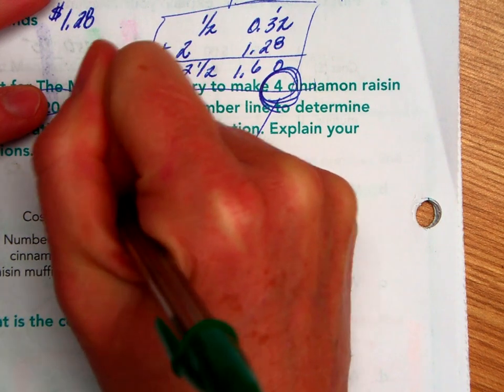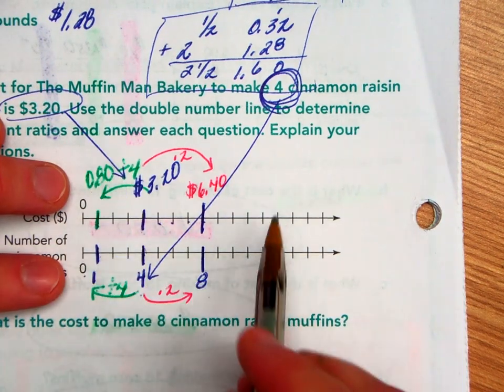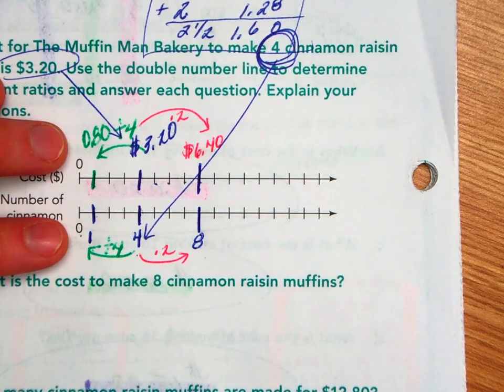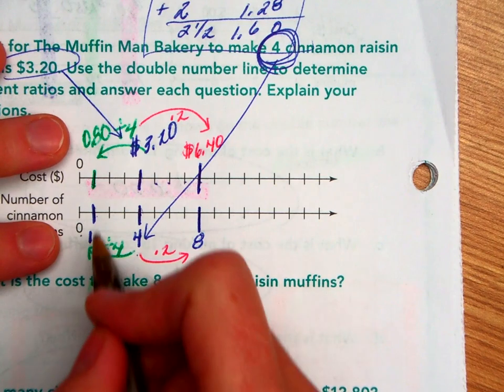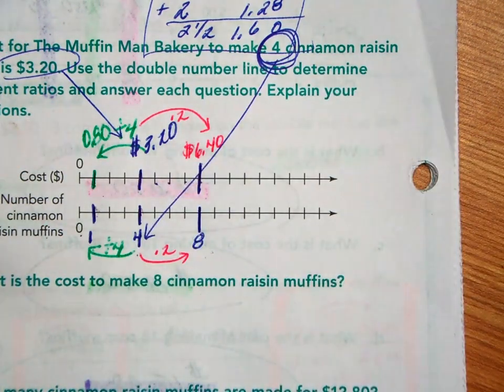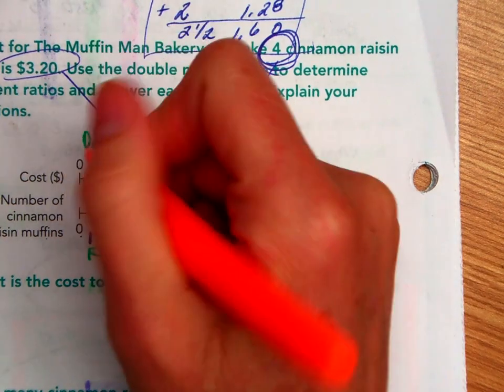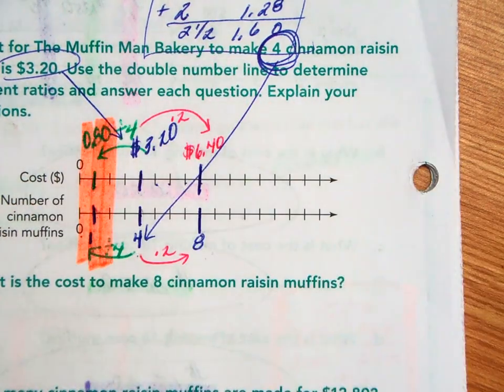So if I travel down this road, the cost of 1 muffin is 80 cents. I could still travel up to 8 muffins. You can definitely travel that road. You can go from here up here. This has a special name. That's your unit rate. 80 cents per muffin.